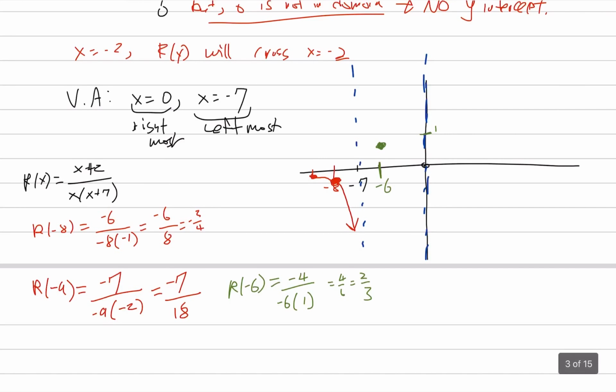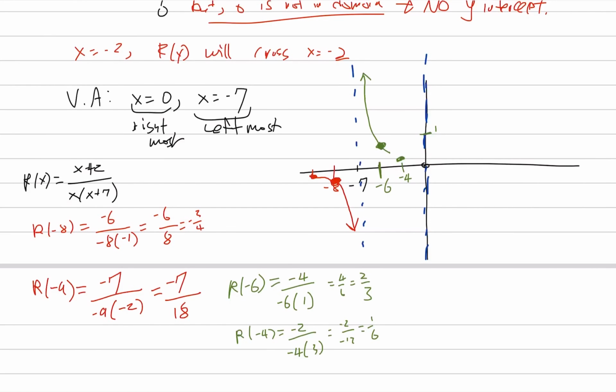Okay, so then let's also try negative 4. Negative 4 plus 2 gives me negative 2 over negative 4 times 3. That gives us negative 2 over negative 12, which is 1 over 6, which is smaller than 2 over 3, somewhere here. So at least we know for here we go this direction.